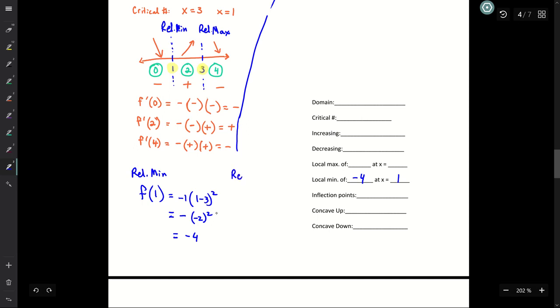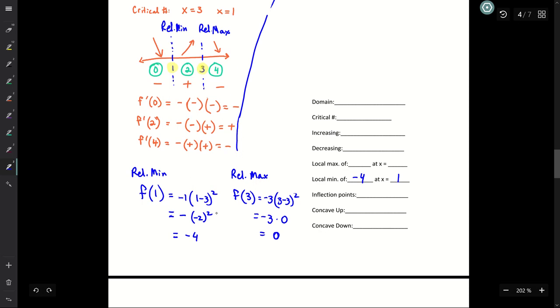All right, we also had a relative max. That was going to occur when we evaluated the function at 3. So we'd have negative 3, and then here 3 minus 3 all squared. Negative 3 is going to remain negative 3 for now, but then 3 minus 3, that's 0. 0 squared, 0. Negative 3 times 0, 0. So we have a local max of 0 at x equals 3.